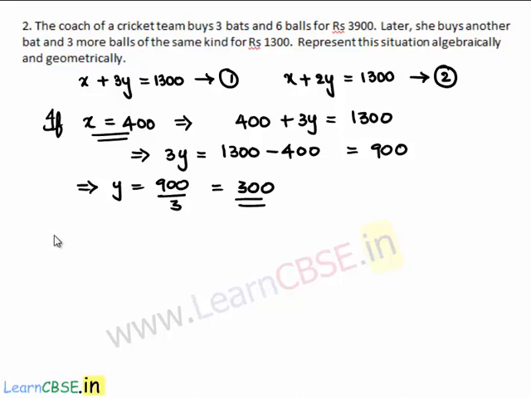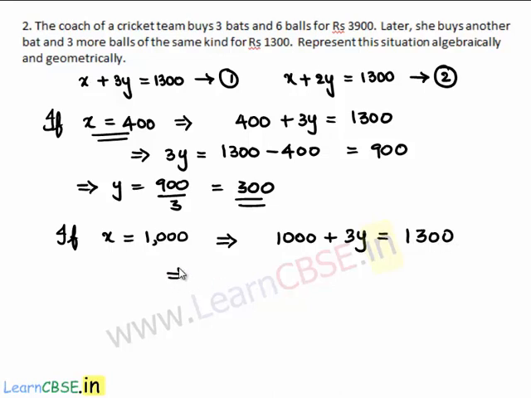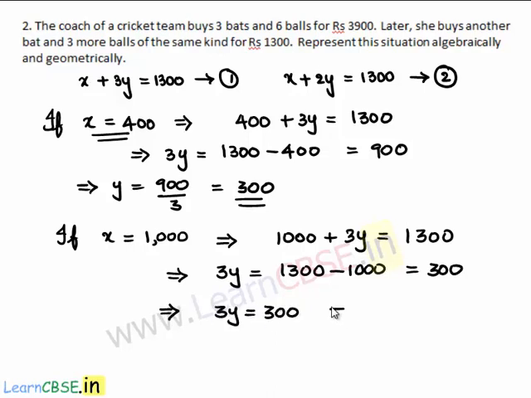Now let us take X is equal to 1000. That implies 1000 plus 3Y is equal to 1,300. So we can write this as 3Y is equal to 1,300 minus 1000, which is nothing but 300. That implies 3Y is equal to 300. So Y can be written as 300 divided by 3, which is 100. So if X is equal to 1000, the value of Y is 100.